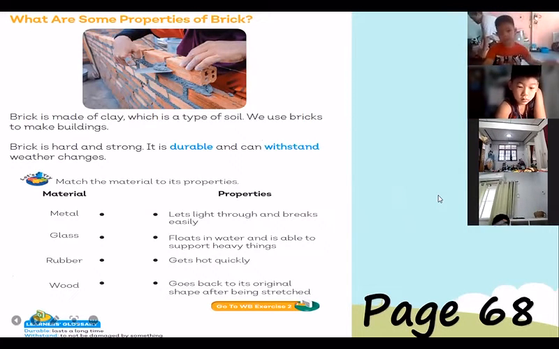Everyone can go to page 68, please. Our next property is bricks. We're going to talk about bricks.